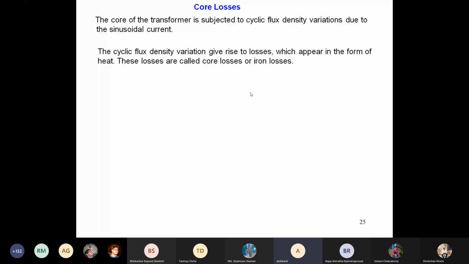But here, since there is a simultaneous flux density variation, some losses take place inside the iron core. And we have also discussed in detail those losses. These losses are known as iron losses or core losses. And these are again of two types. We already discussed the hysteresis loss and the eddy current loss. Both of them have been discussed in detail.